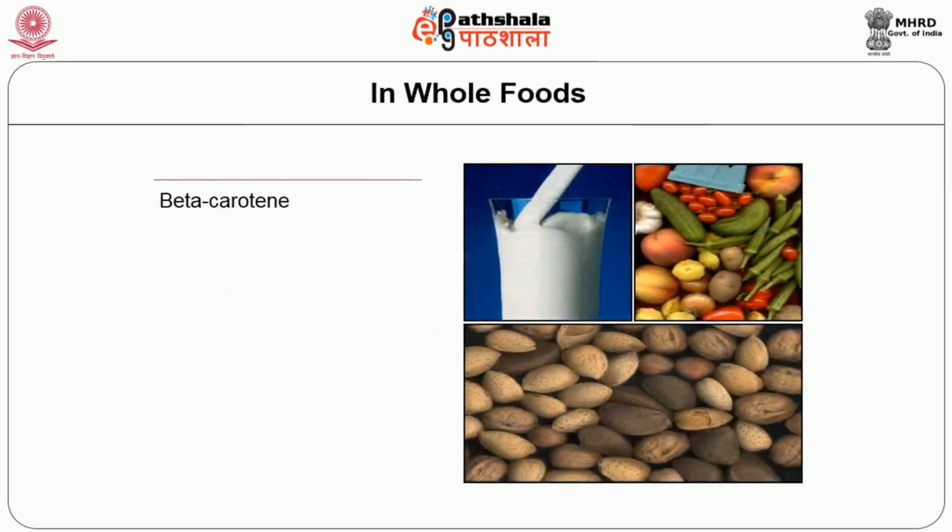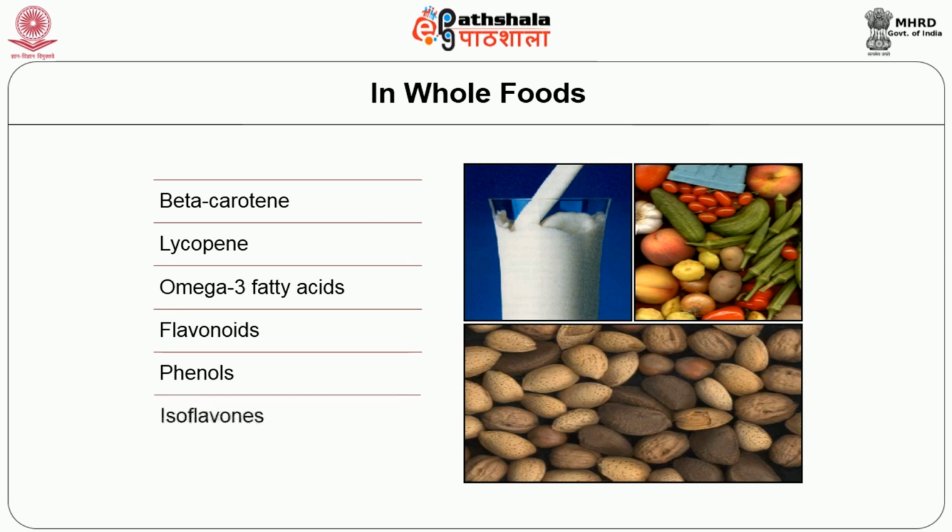For example, whole foods: green leafy vegetables as such, or groundnut which you eat, or the whole milk which you directly get from the cow or buffalo or goat or sheep or even camel, which we drink for our nutritional purposes and beyond nutrition too. Some of the important molecules in these whole foods are beta-carotene, lycopene, omega-3 fatty acids, flavonoids, phenols, isoflavonols, flavones. All of these are phytochemicals, what we call. Phyto means plant origin chemicals, which are present in these whole foods and are beneficial beyond nutrition.